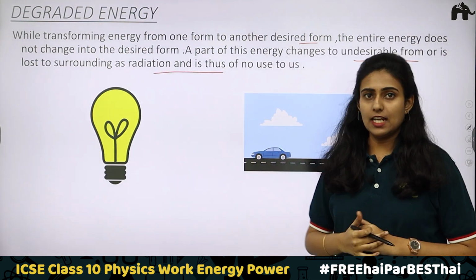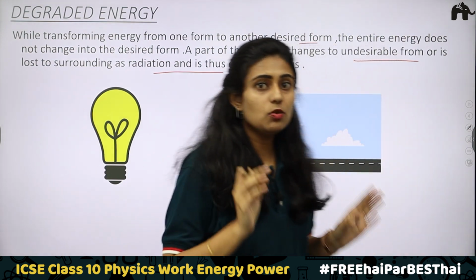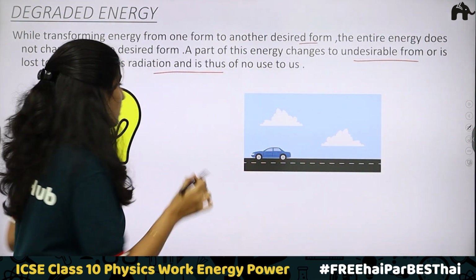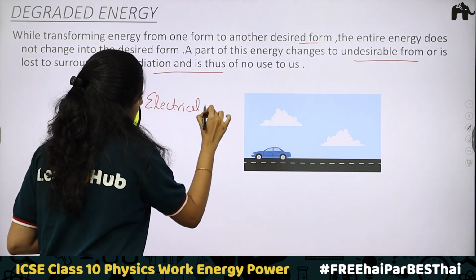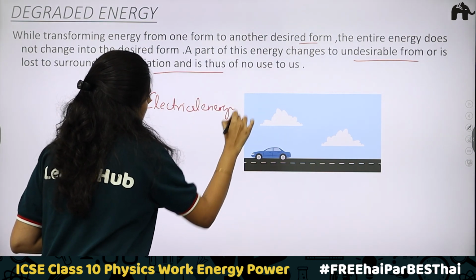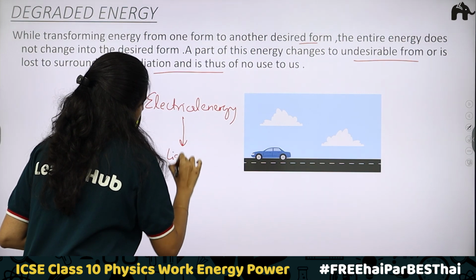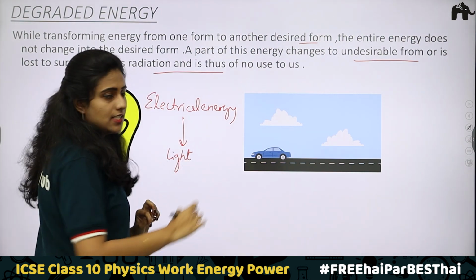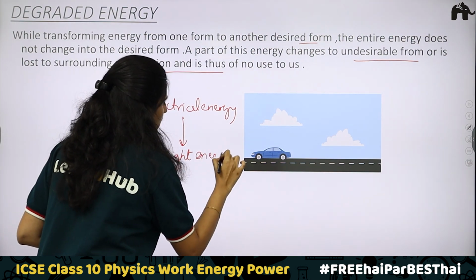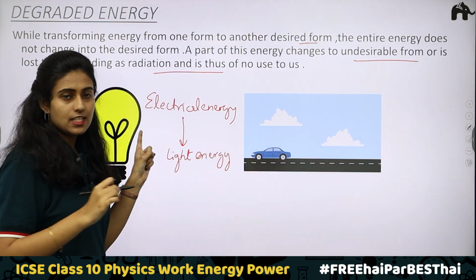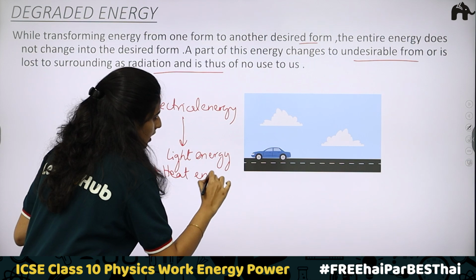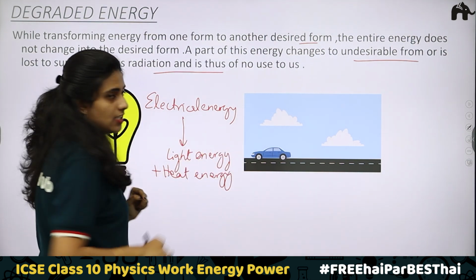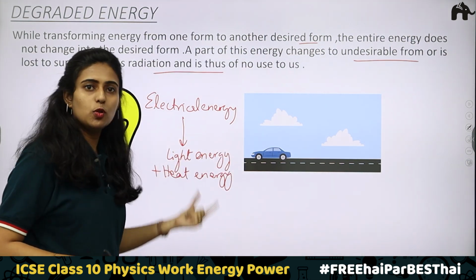Take the case of an electric bulb. Here, actually, what is the product? We are using electrical energy to get light energy. Is it only light energy that is being produced? When you touch the bulb, you can feel heat, which means heat energy is also being produced. Okay, using the electrical energy, heat energy and light energy both are produced.